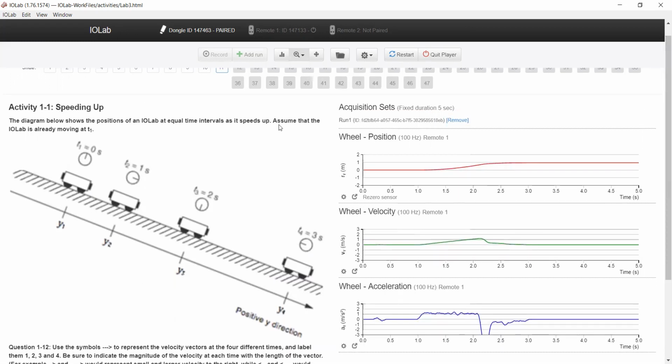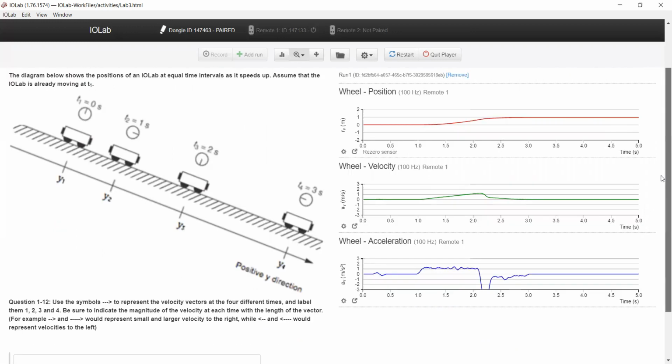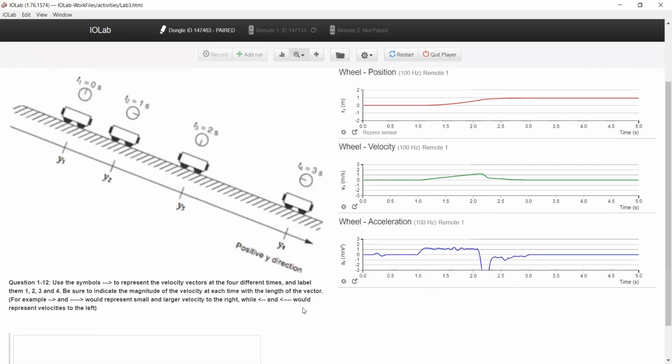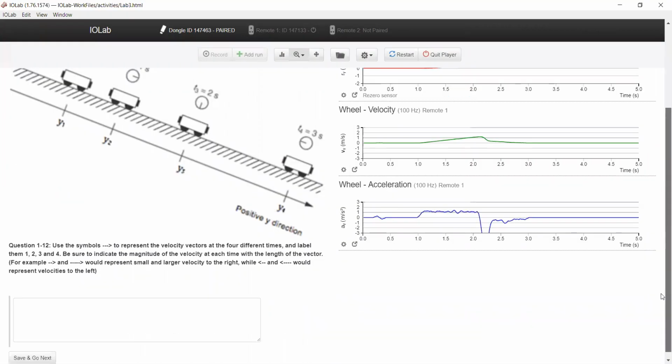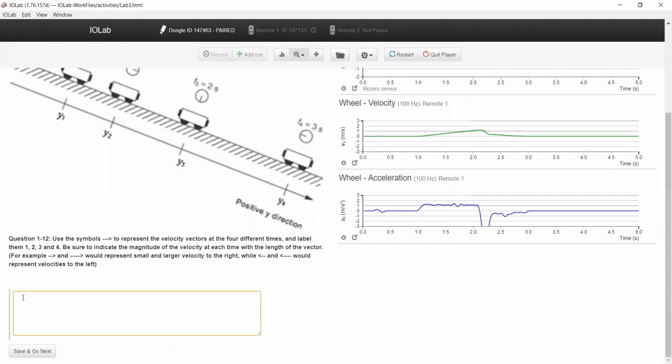As it speeds up, you may take it as it already has some velocity, or if you say it doesn't have velocity, you have to start with a dot. So you may do that also, but let's say it already has a velocity. So as it is speeding up, I think t4 is 3 seconds. So they want us to label as 1, 2, 3, 4. So you may go ahead, write 1 as first, 1 is for this one.